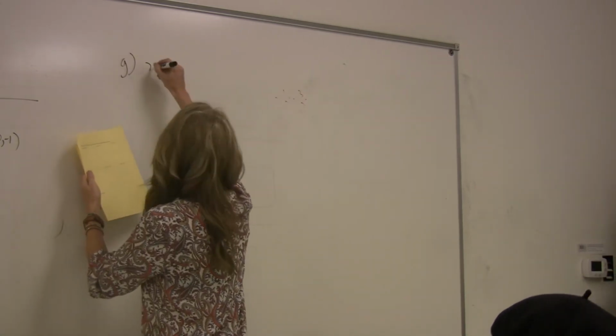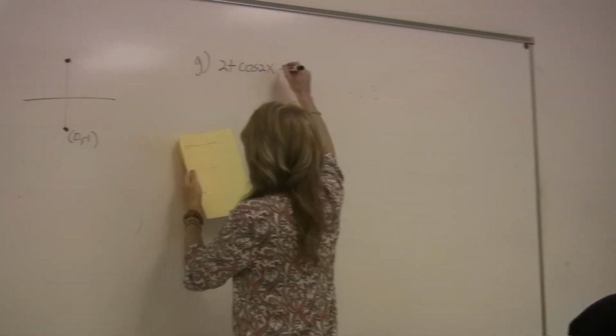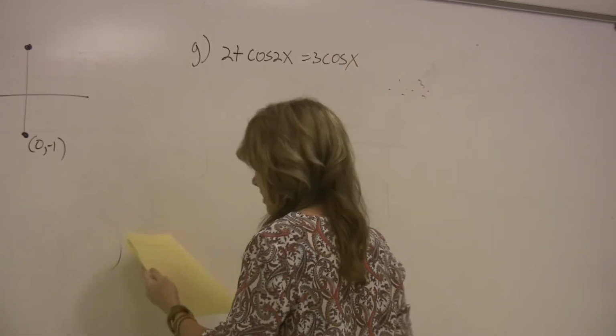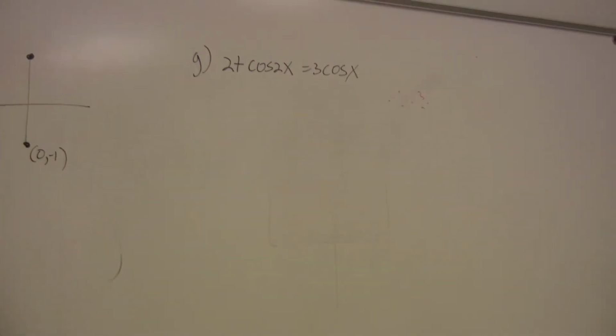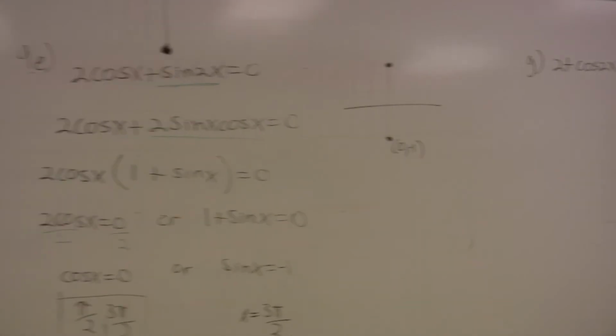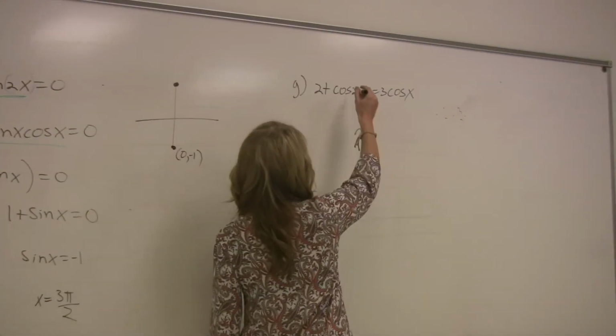Oops, I just erased my identities, darn it. You guys will have to remind me what they are. 3 cosine x. What do I do? Replace your cosine 2x. Replace my cosine 2x with my identity?